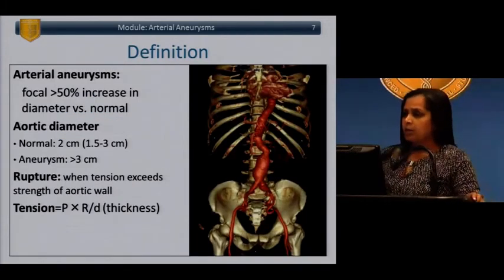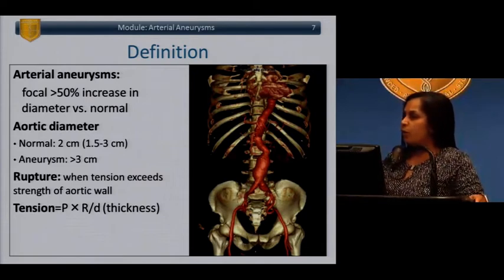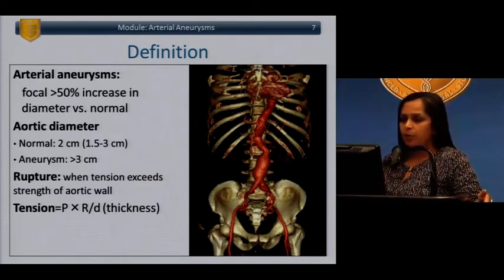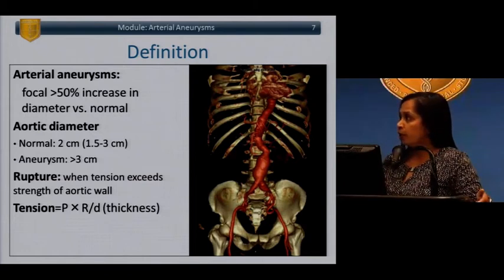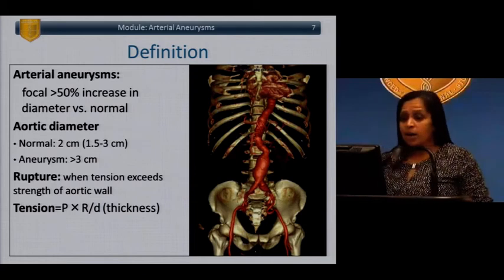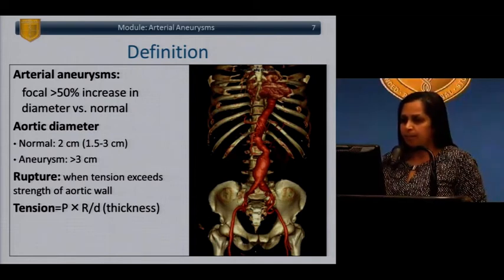What is an aneurysm? An aneurysm is a focal increase in diameter of a blood vessel compared to normal. The normal aortic diameter in the infrarenal aorta is approximately 2 centimeters, although this can be variable. An aneurysm is defined as double that or greater than 3 centimeter diameter.